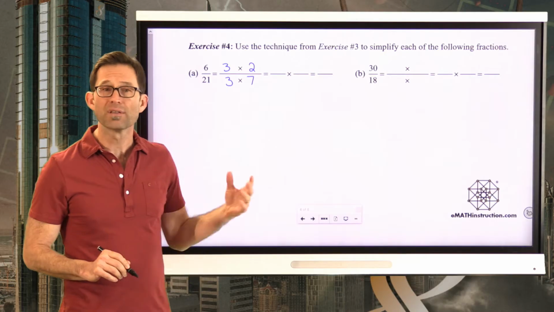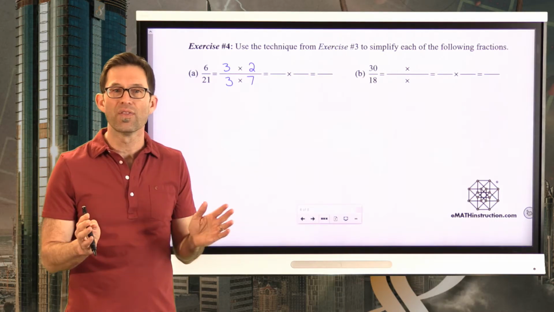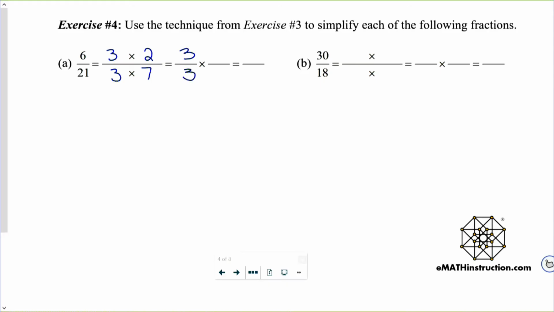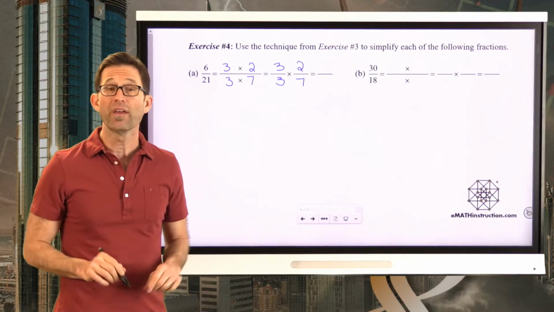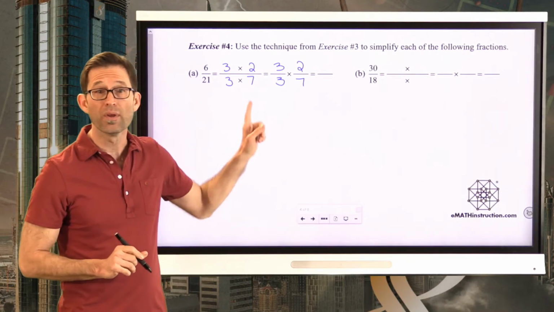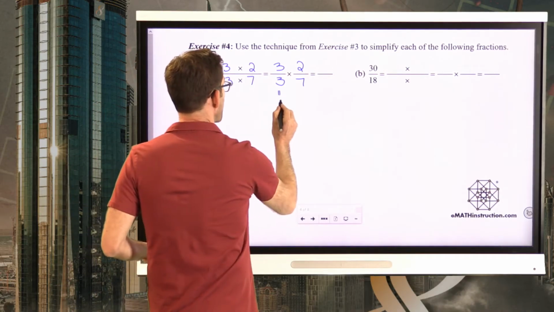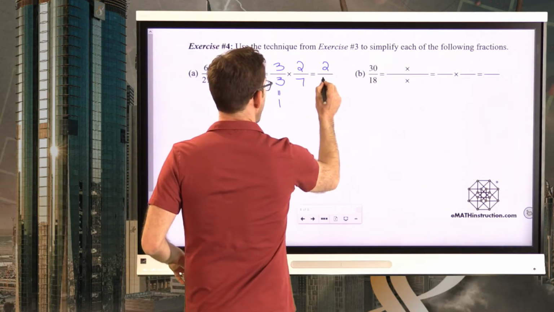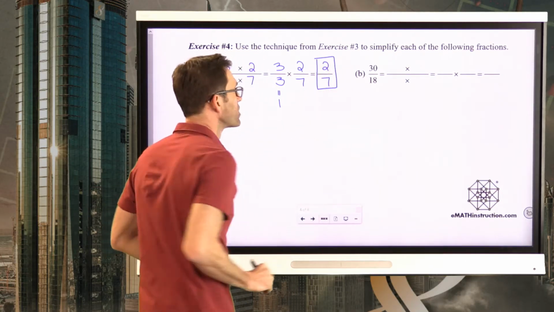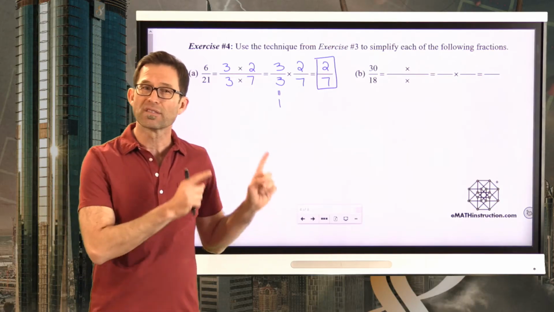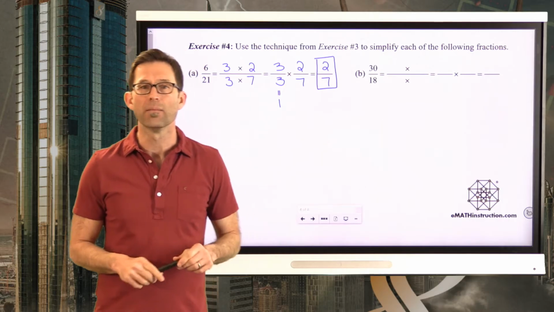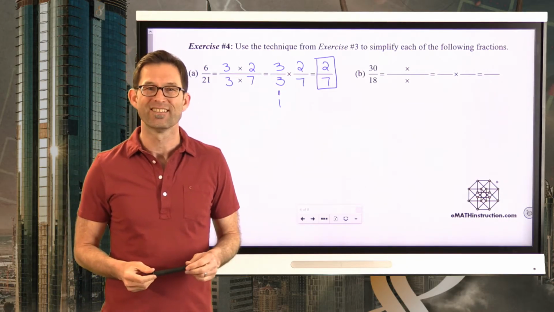Now, because I've done that, I can break this up into the product of two fractions, specifically 3 divided by 3 times 2 divided by 7. But the beautiful thing, what we saw in exercise 1 and 2, is that 3 divided by 3 is just the number 1. And 1 times 2/7 is just the fraction 2/7. And that's how I want to simplify fractions, at least in today's lesson. Why don't you try to do the same for the fraction 30/18?